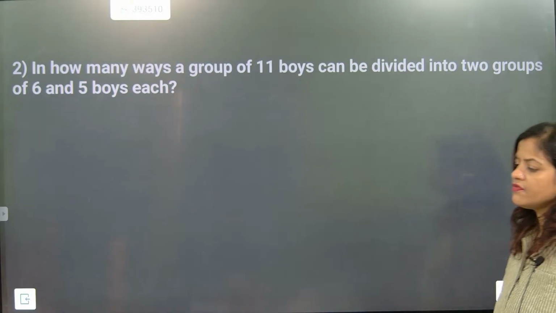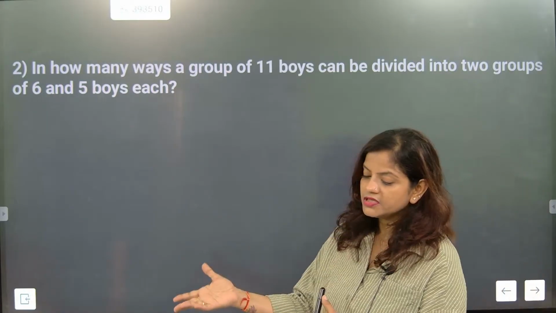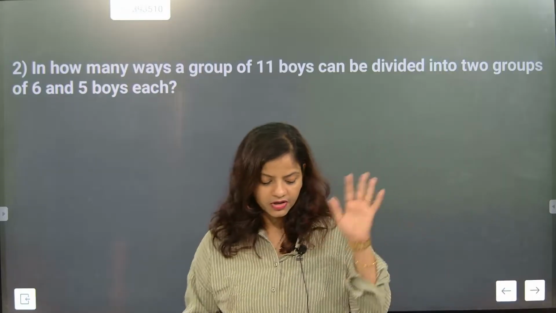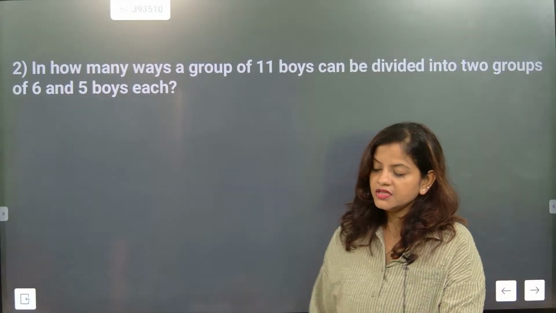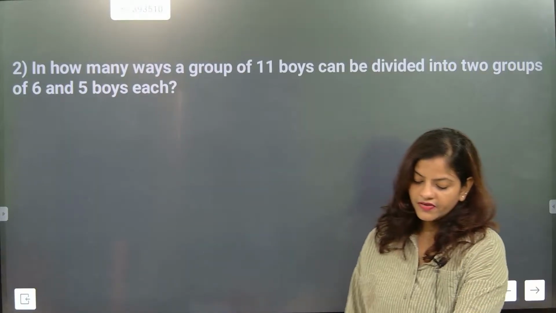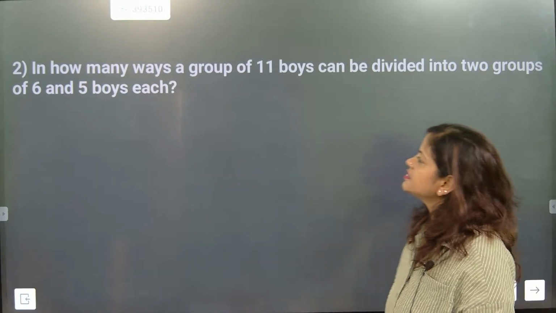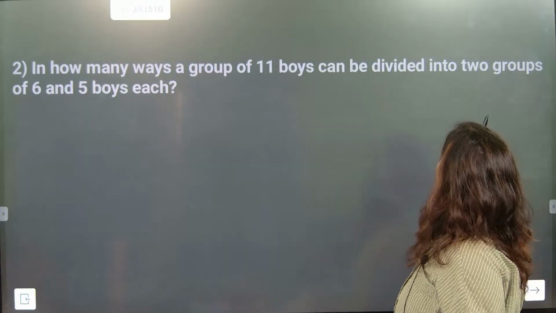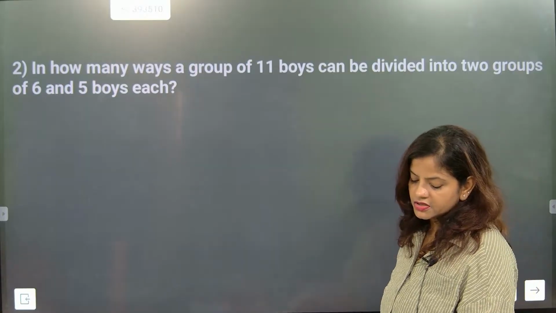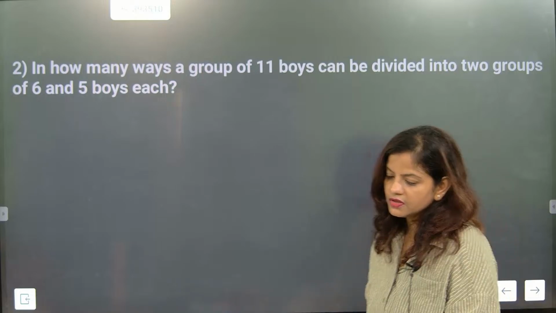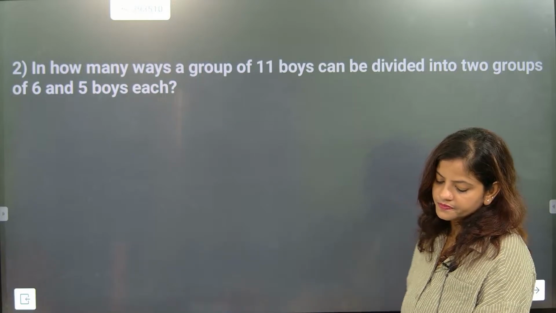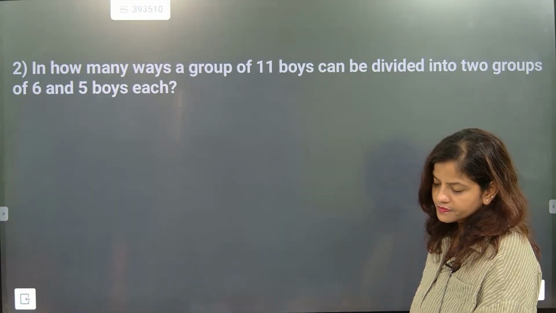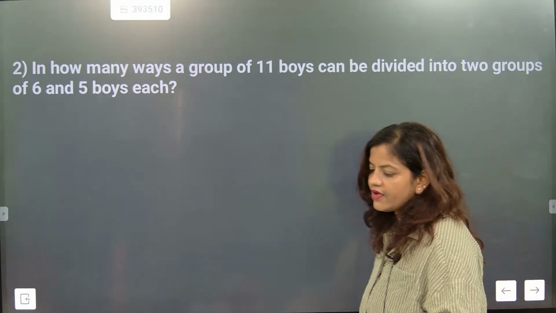Correct. Because here they have not given that two can be this, two can be that. Only 11 boys are there. It's a very blunt question. Nothing else is there, 11 boys are there. Out of 11 boys, we are dividing into two groups, six and five. So note down this one. Go for it, please. 6 out of 11, 5 out of 11. So the correct answer is 462.